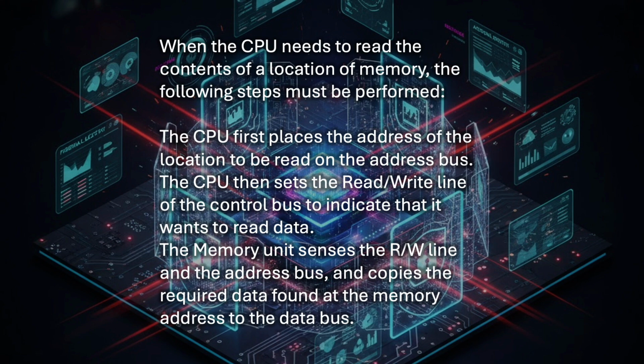When the CPU needs to read the contents of a location of memory, the following steps must be performed. The CPU first places the address of the location to be read on the address bus. The CPU then sets the read-write line of the control bus to indicate that it wants to read data. The memory unit senses the read-write line and the address bus, and copies the required data found at the memory address to the data bus.